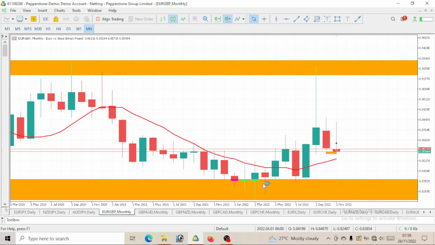So we want to do analysis on our GBP pairs, especially five of them: Euro GBP, GBPAUD, GBP New Zealand dollar, GBP CAD, and GBP Swiss franc. We want to know where this price will be moving this week.